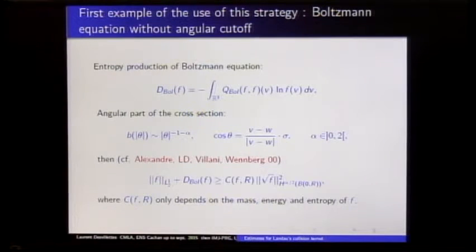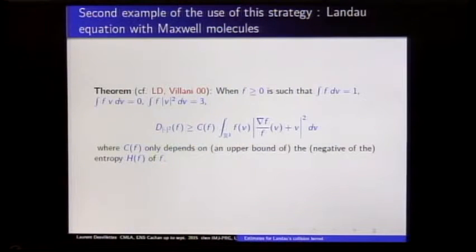But there is, let's say, one defect in this result. It is that here you get smoothness only on a given ball of a certain radius. So you don't really know what happens for large V in this result. And that's really something which is not very good if you look at the Landau equation. Actually, there is a second result which is in the same direction, and this is a work that I did also with Cédric Villani in 2000, and this concerns the Landau equation with Maxwell molecules. So it's a case which is much, much simpler.